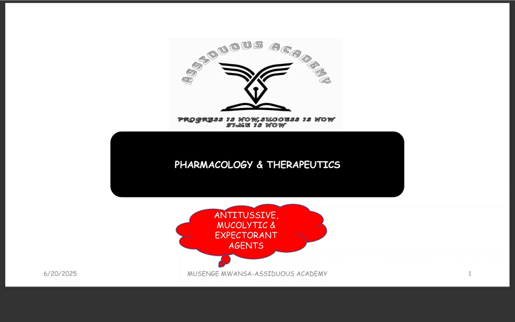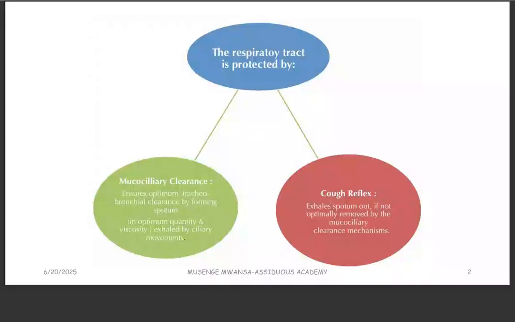We are talking about the antitussives, mucolytics, and expectorant agents. Now, when you look at the way the respiratory system is, because these drugs are going to be used as part of the respiratory system and also the GI on top. So the respiratory tract has got cilia and it has got a cough reflex. These two mechanisms are important to protect us.